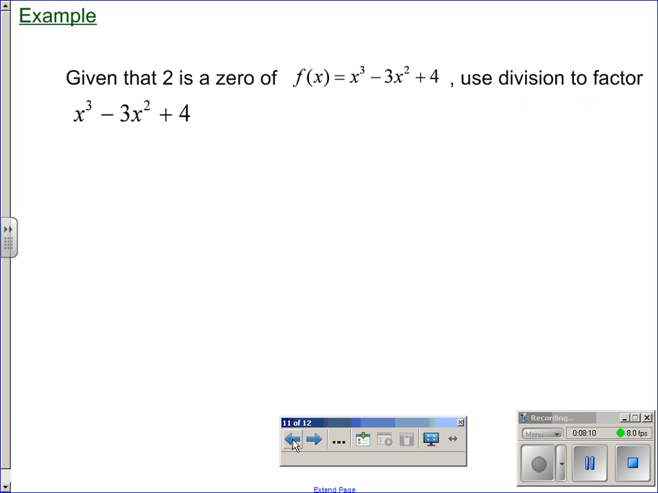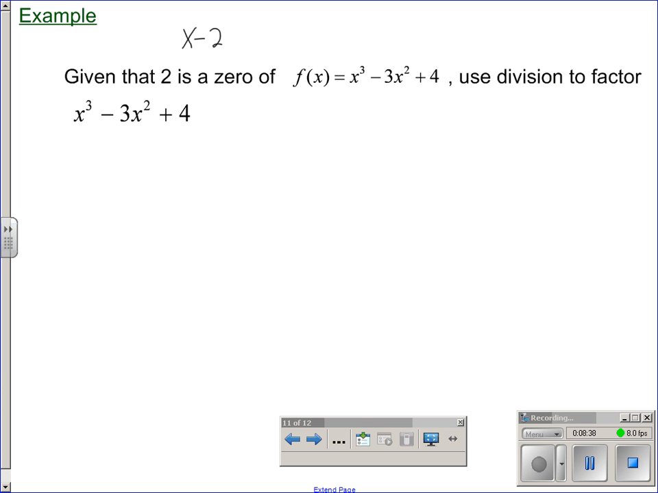Let me back up a second. Another application of synthetic division is this example here. It says, given that 2 is a 0 of f of x. Like we talked about right at the end of the day 1 notes, if a number is a 0, then x minus that 0 is going to be a factor. So we can use this fact to help factor our function. So what we're going to do is, 2 is a 0.